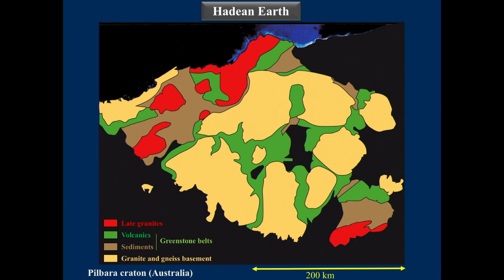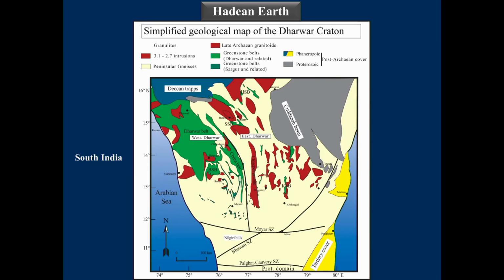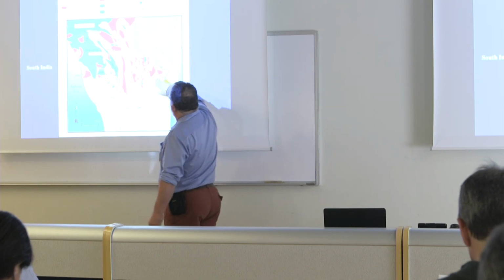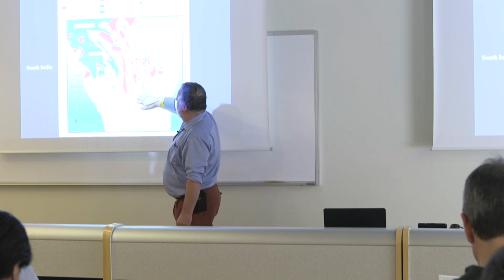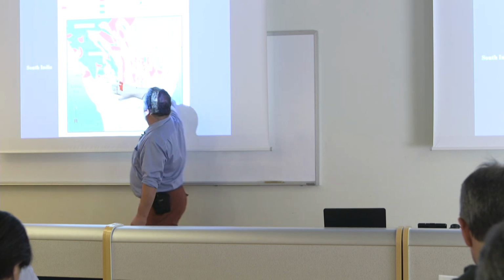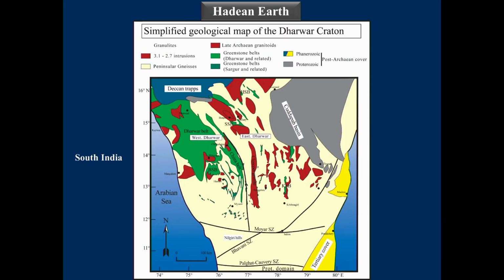So this is the situation in Australia, but the situation is the same in all the cratons. For instance, if we look here in South India, you have Bangalore somewhere here, Mysore here, and so on. We can see in yellow the basement, the granitic basement, in green the greenstone belts, and in red the late granite. So I can show you maps of all the Archaean cratons. We have always the same kind of material. So this is something constant in the Archaean terrains: granite gneiss, greenstone, and late granite.